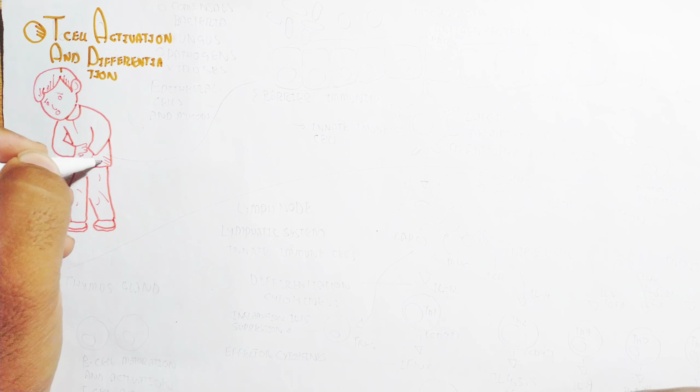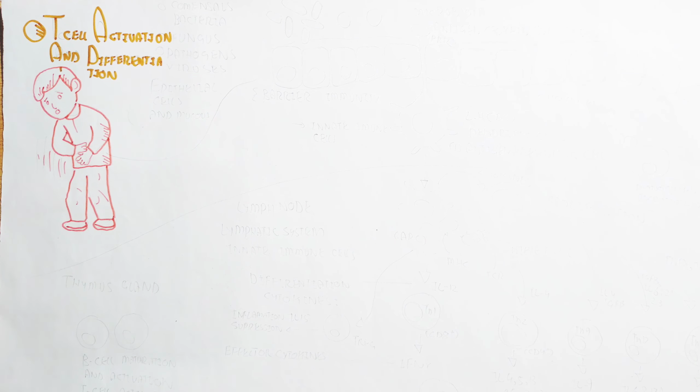So, how does a T cell activate and differentiate as an adaptive immune cell? First of all, we will understand the whole story. Here is a person with, for example, an infection in the digestive tract due to a pathogen.